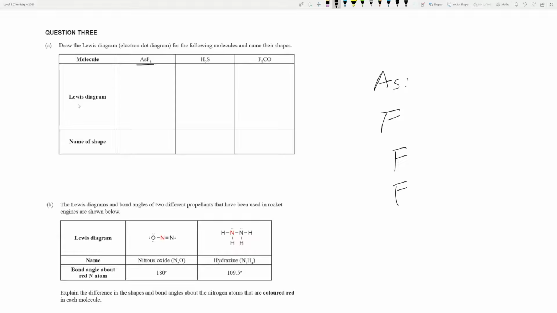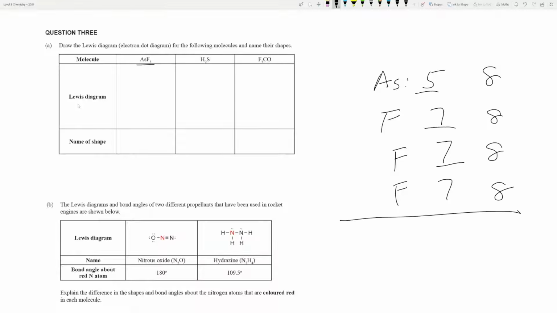This would be group 15 from memory. So this will be 5, this will be 7, this will be 7, this will be 7. It's 8, it's 8, it's 8. This is the group number, group 15, group 17. So this is 3, this is 26, 32. 32 minus 26 is 6 electrons, so that means you have 3 bonds.